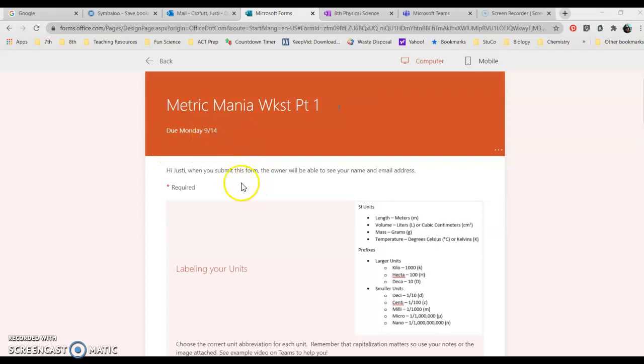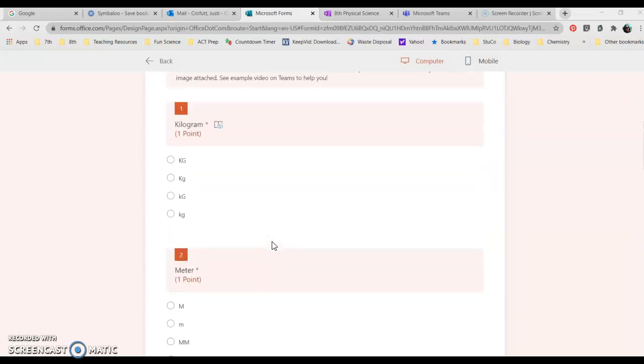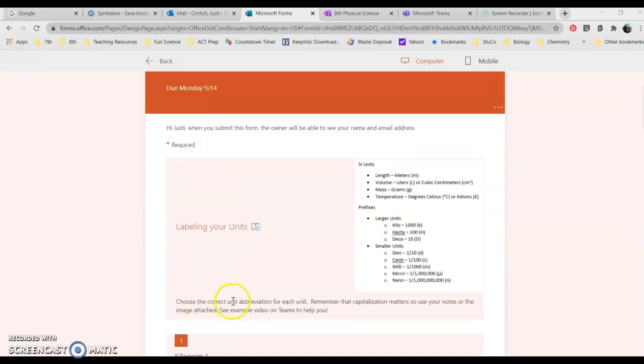So you guys can see the first part. It's going to be multiple choice. It looks like this. In the directions it says choose the correct unit abbreviation for each unit. Remember that capitalization matters, so use your notes or the image attached. See this example video, obviously. I attached this little section, which should have been added to your OneNote the other day. You can either look at this and reference it, or you can check your notebook.